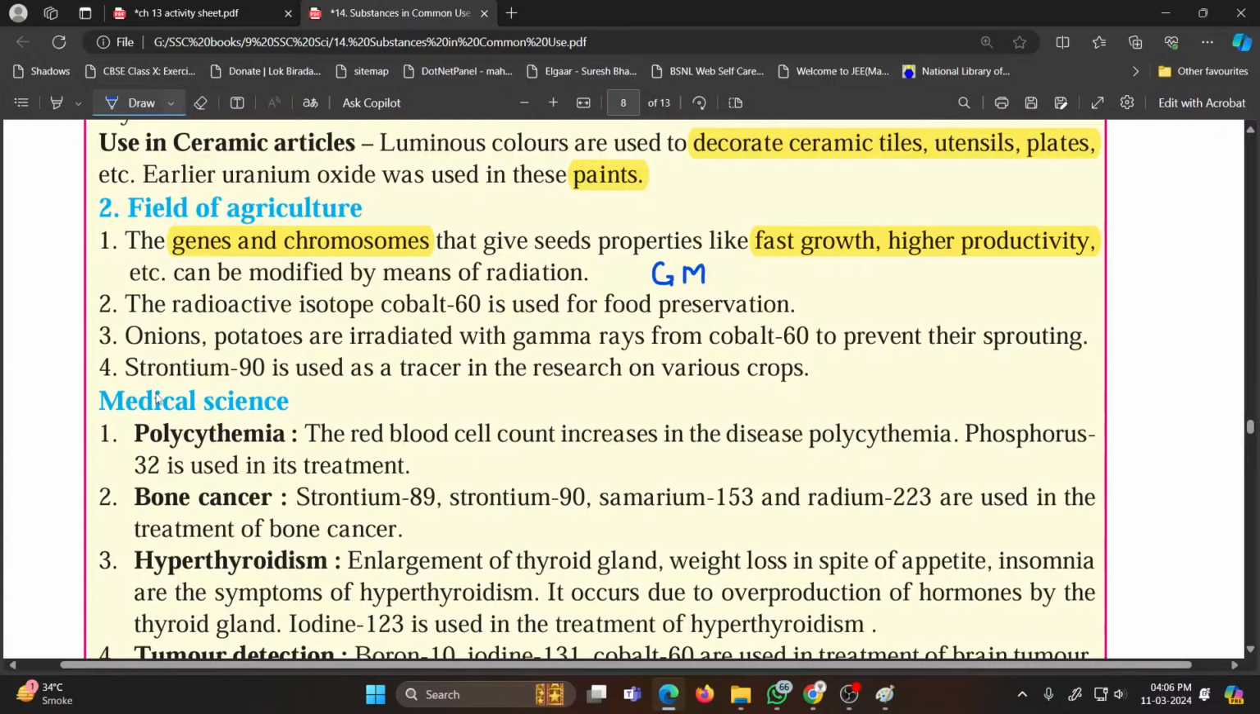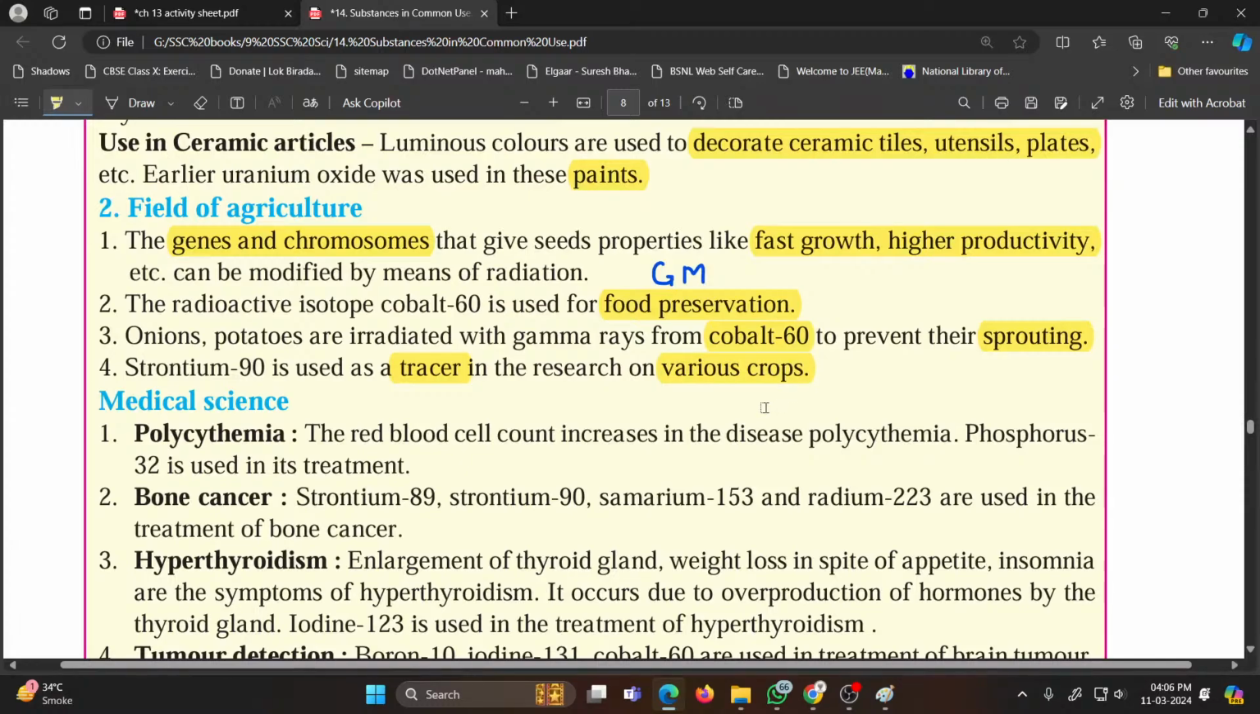Then the radioactive isotope cobalt 60 is used for food preservation. Onions and potatoes are irradiated with gamma rays from cobalt 60 to prevent their sprouting, to avoid the sprouting for their storage. Strontium 90 is used as a tracer in the research of various crops. So in the agriculture field, there are 4 applications.